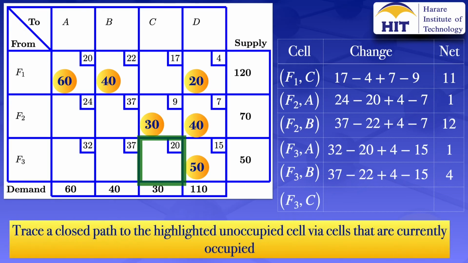Trace a closed path to this cell via cells that are currently occupied. So starting in this cell, we put a positive, then move to an occupied cell. I'll move here, then put a negative there. Move to another occupied cell, then we'll put a positive. Then move to another occupied cell, then put a negative. Then back to the unoccupied cell, then we complete our closed path.